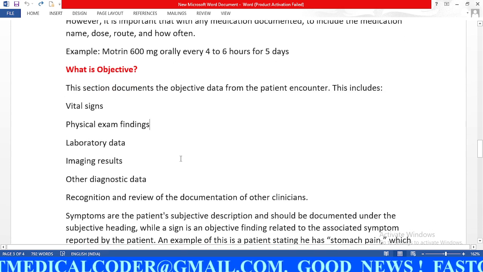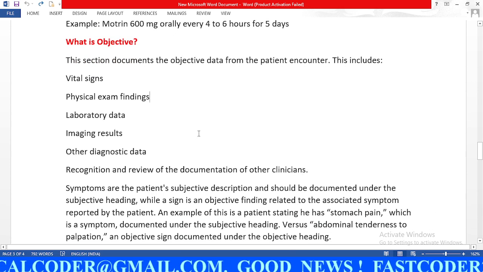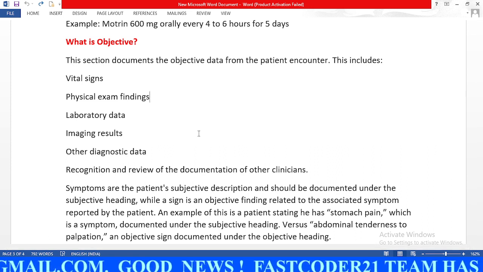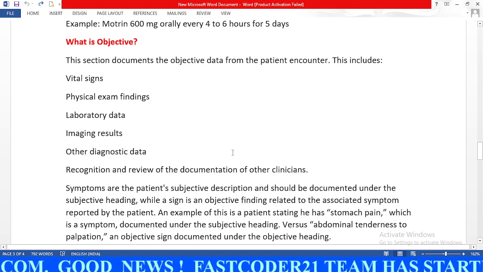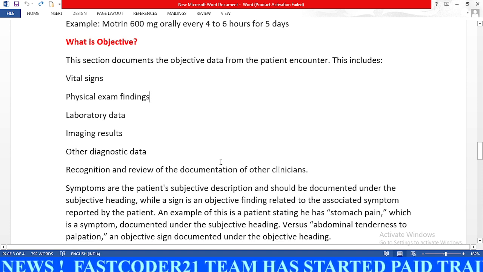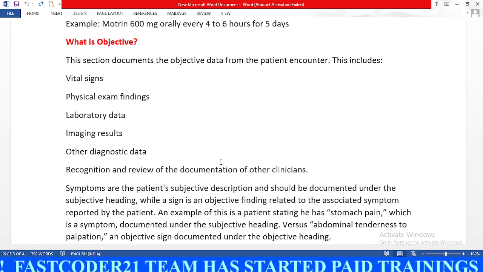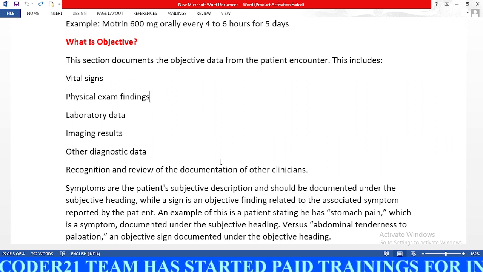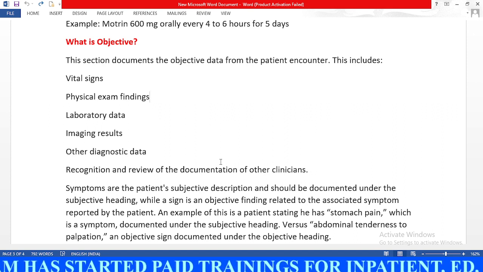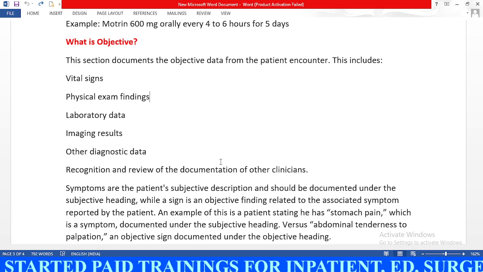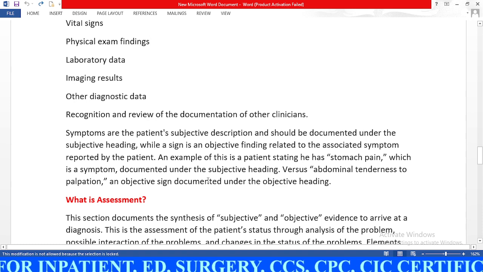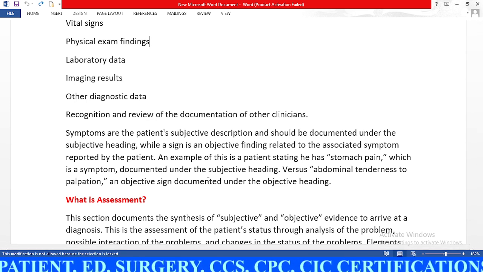So next one is objective. The objective section documents the objective data from the patient's encounter. This includes vital signs, physical examination findings, laboratory data, imaging results, other diagnostic data, and recognition and review of documentation of other clinicians. So objective means these are the values or documents we will get here. So objective basically contains vital signs, physical exam findings, laboratory data, imaging results, and other diagnostic data.